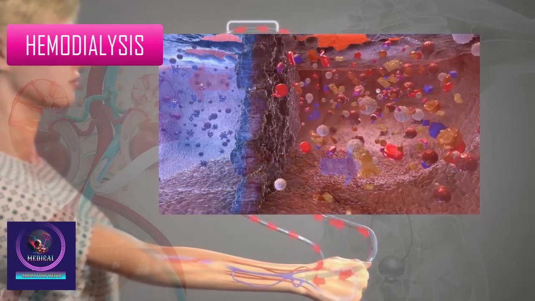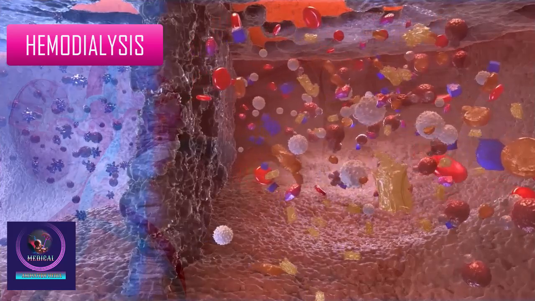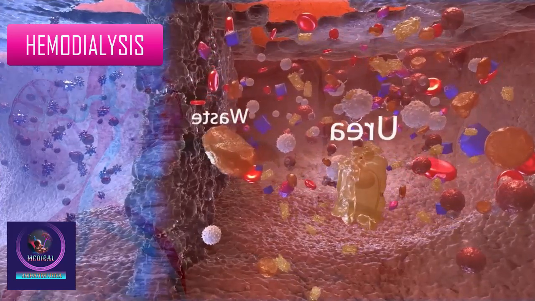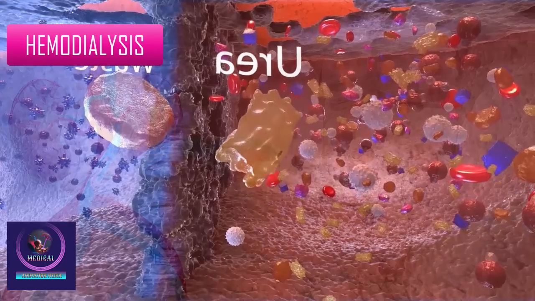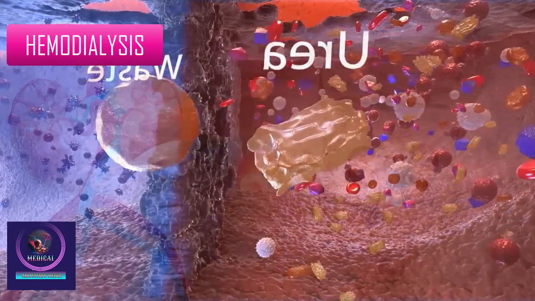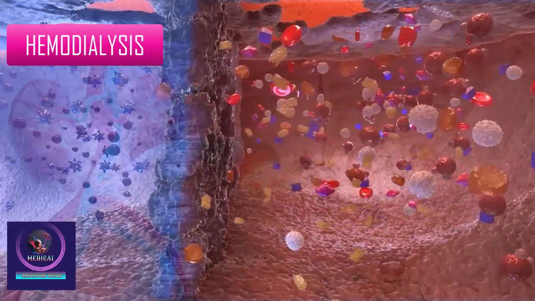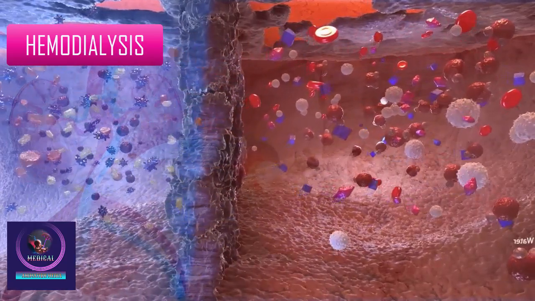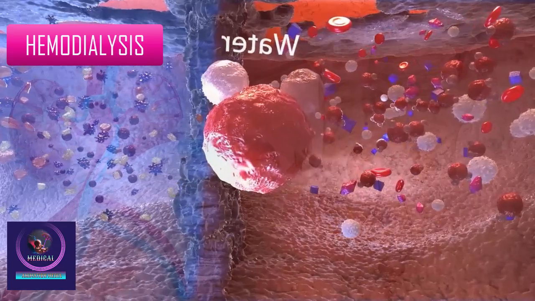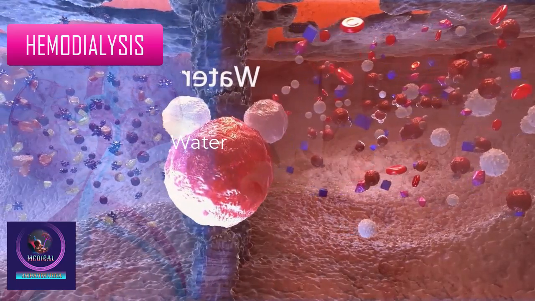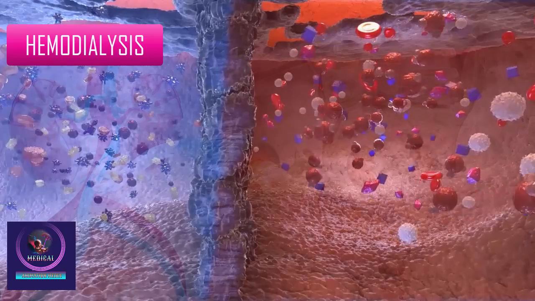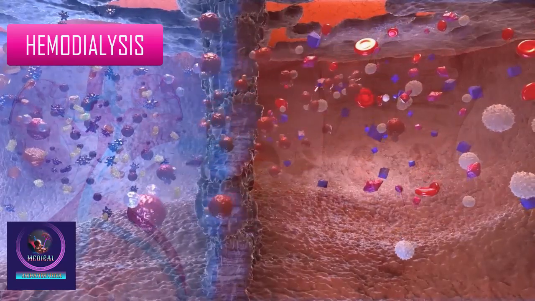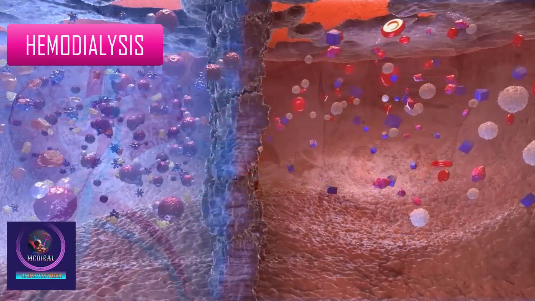This semi-permeable membrane lets urea and other wastes move from the blood into the dialysate. This movement takes place by diffusion because of the difference in their concentrations. The semi-permeable membrane also allows excess water to move from the blood into the dialysate. The membrane also lets electrolytes move in either direction as needed. This movement also takes place by osmosis because of the differences in their osmolarities.